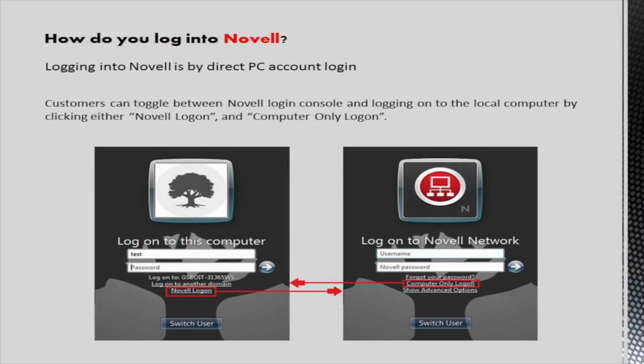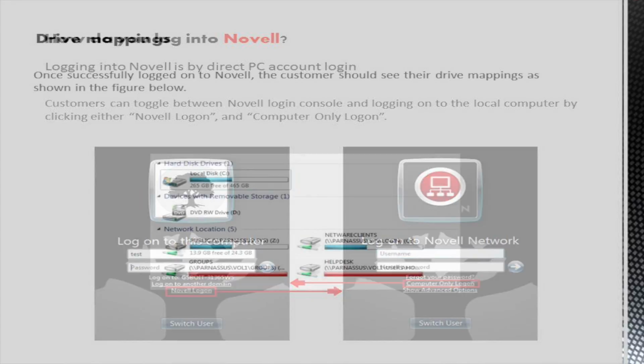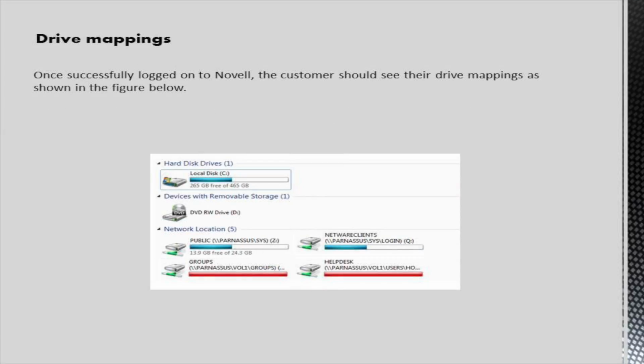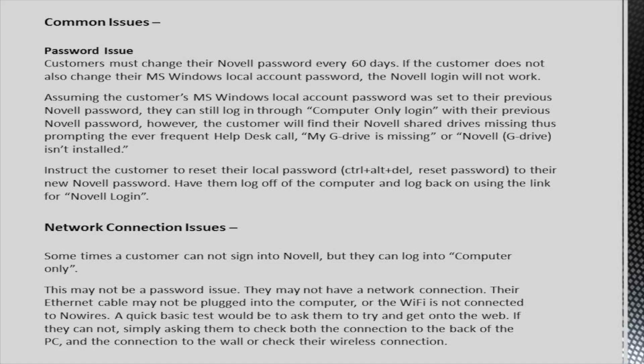Customers can choose between logging on to Novell and logging on to the local computer by choosing either Novell Login or Computer-Only Login. Once successfully logged on through the Novell Login, the customer can see their Novell Drive mappings in Explorer under Network Connections. Common issues and resolutions. If the customer does not also change their MS Windows local account password to be the same as the Novell password, the Novell Login will not work.